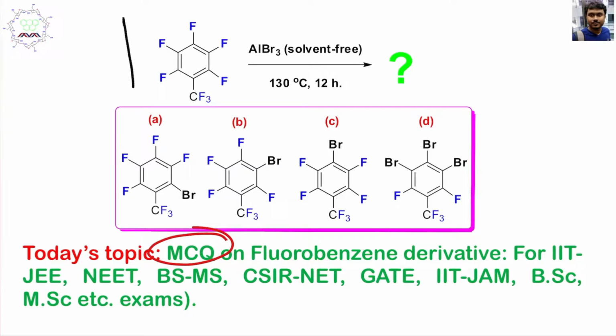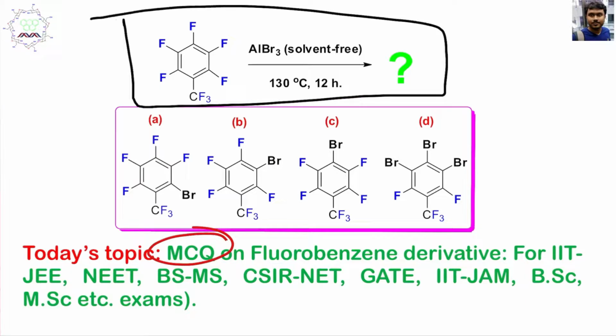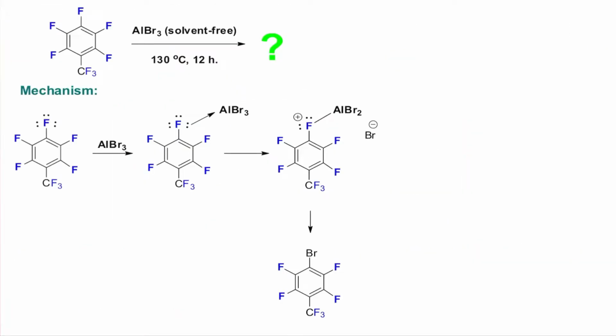So this is the question in front of you. In presence of AlBr3, actually this fluorine is replaced. Four options are given. Which one is the right answer? Let's discuss. This is a little different, students, so it will be very interesting. Let's see, what is the product?